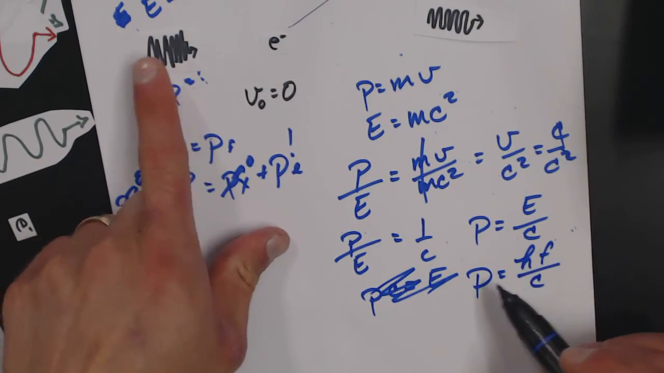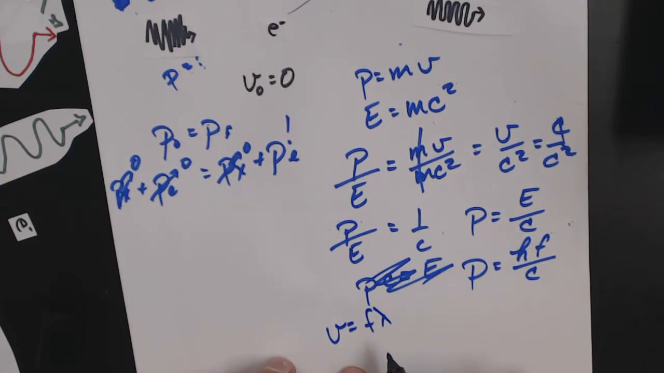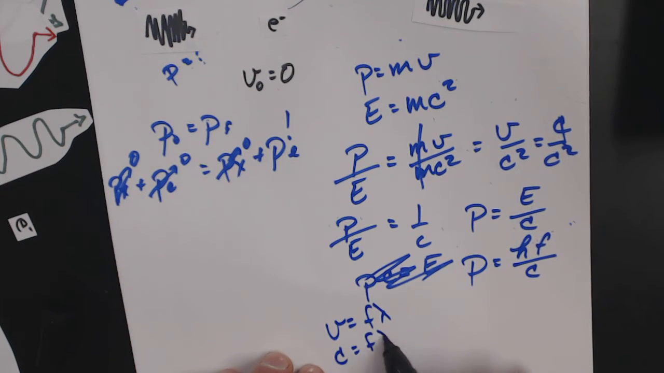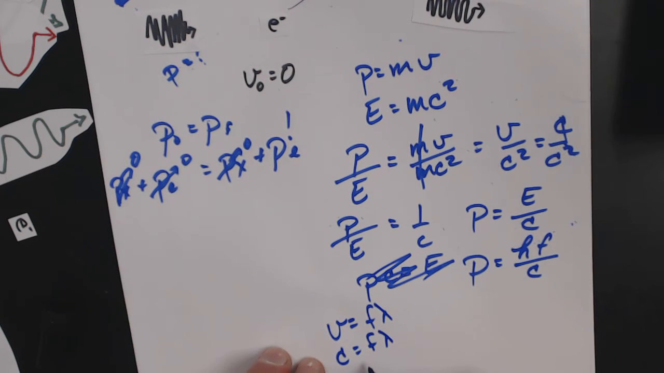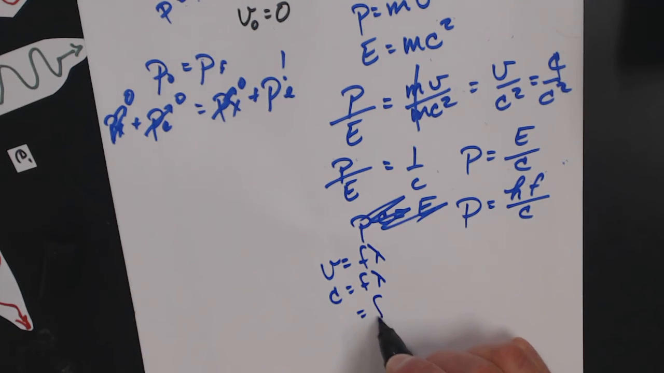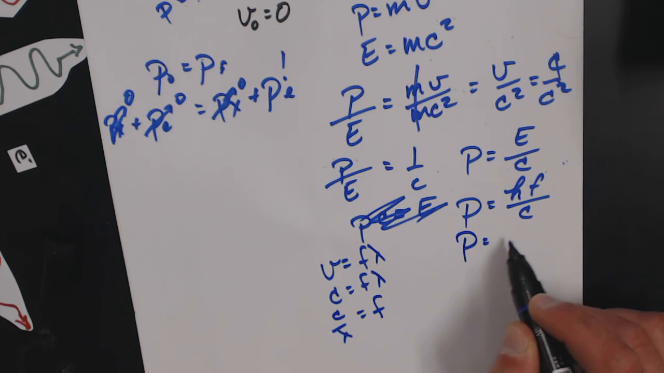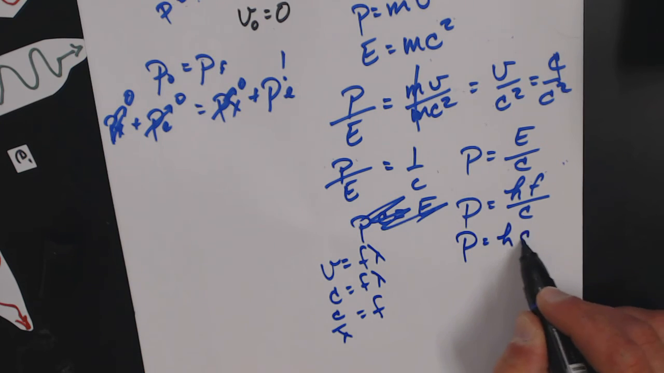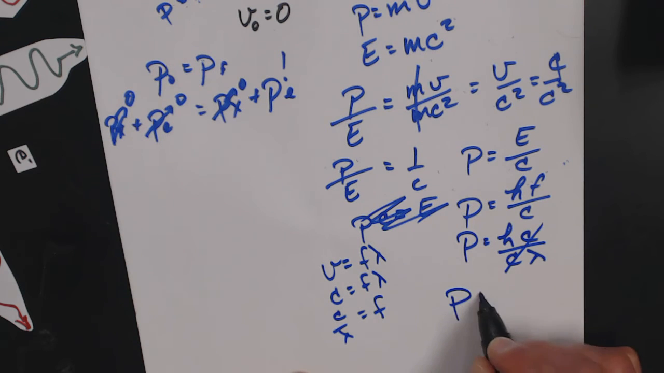We can figure out what the momentum is from the frequency, but also v equals f lambda. And if we move this around, c equals f lambda. And so f is equal to, let me do some math here, f equals c over lambda. So then when I plug this back in over here, P equals hc over c lambda. The c's cancel out. The momentum is h over lambda.